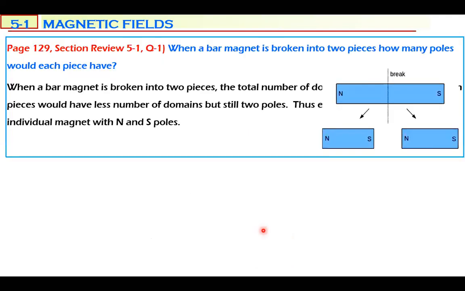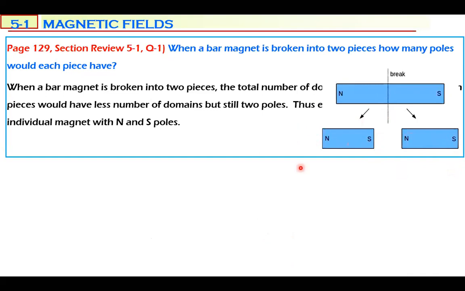And a sectionary problem: when a bar magnet is broken into two pieces, how many poles would each piece have? Of course, when you break it into two, each piece still has domains. If they have domains, which means they have magnetic property, so both will have an N pole and an S pole.